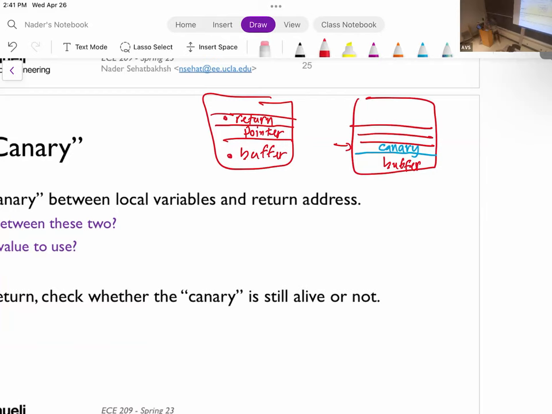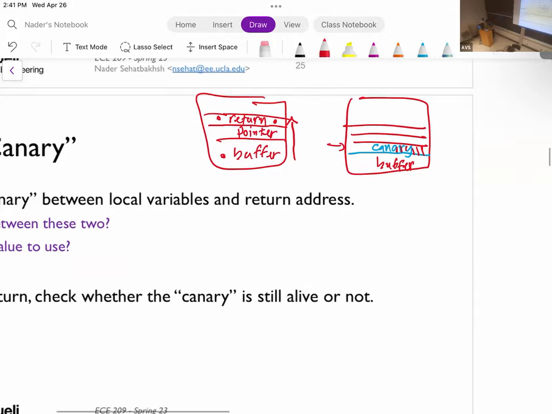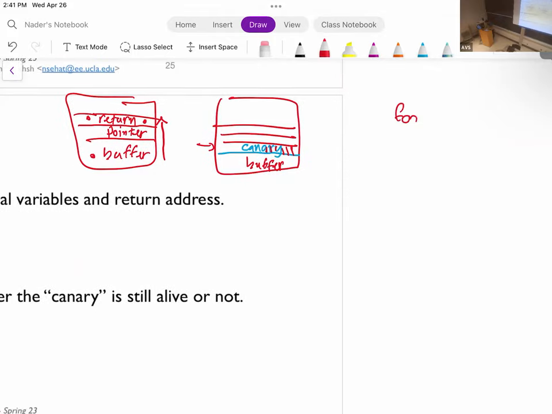And what does it give us? It gives us an assurance that if the return address is overwritten, it is guaranteed that the canary is already overwritten. If this part has been overwritten, it means that everything up to this point has been overwritten, so this canary has been overwritten already. How can I use this? Remember, when I call foo, I start running things. At some point I have this culprit instruction that messes things up, and I continue without even noticing that my stack has been overwritten. At some point I get to the return address.